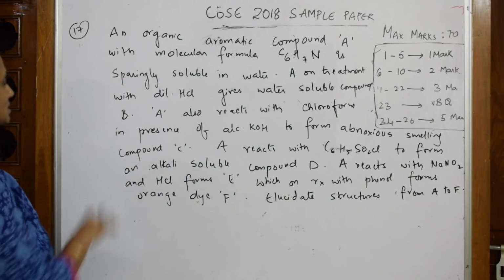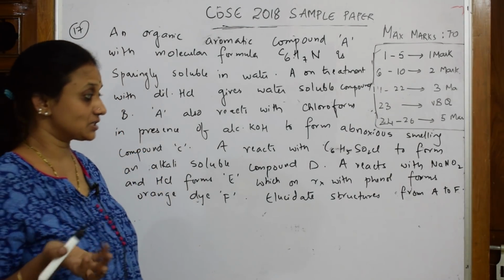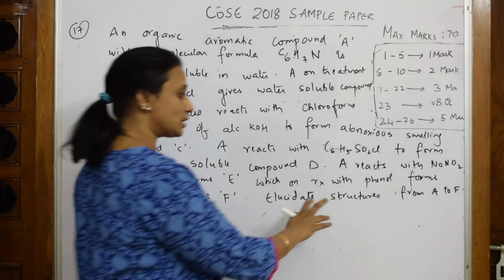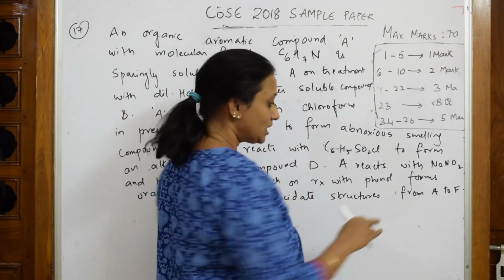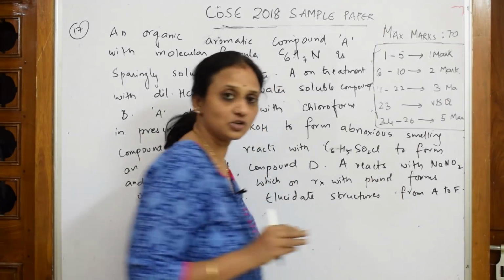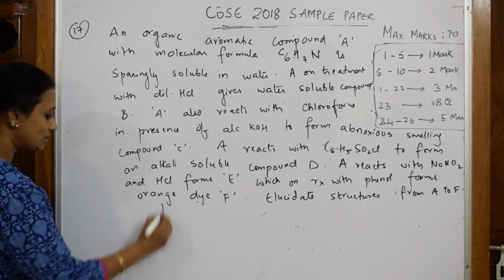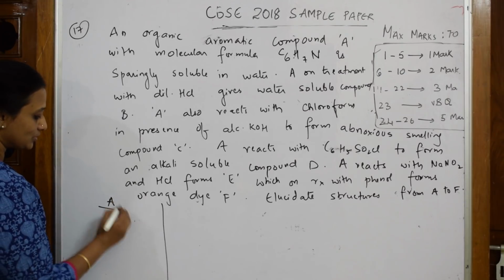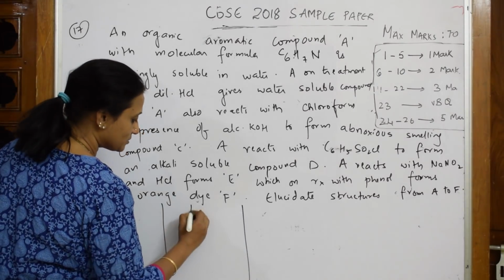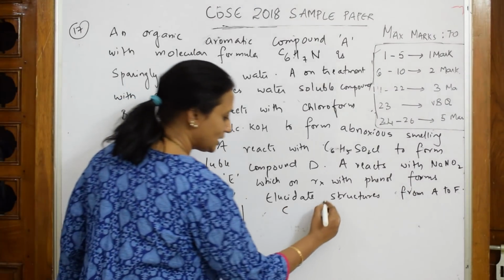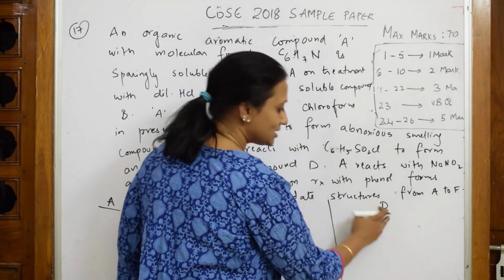Here in this question, how many marks is it? It is for 3 marks. So what should I find out? These are called identification questions. I need to find out compounds from A to F. So how many are there? A, B, C, D, E, F. 6 are there. So all the 6 each carries half mark. You need to say A, you need to find B, you need to find C. I'll write till here, D. I'll write till here and then finish off.